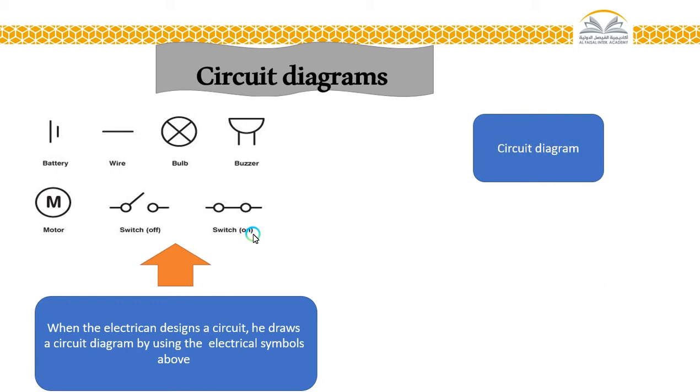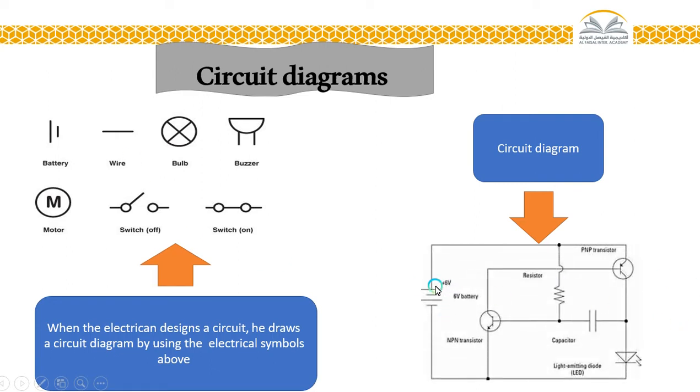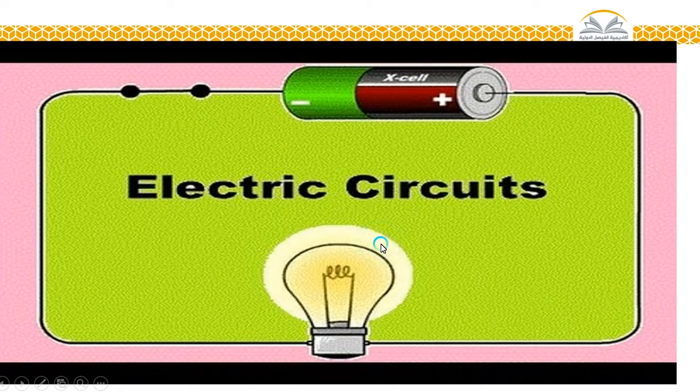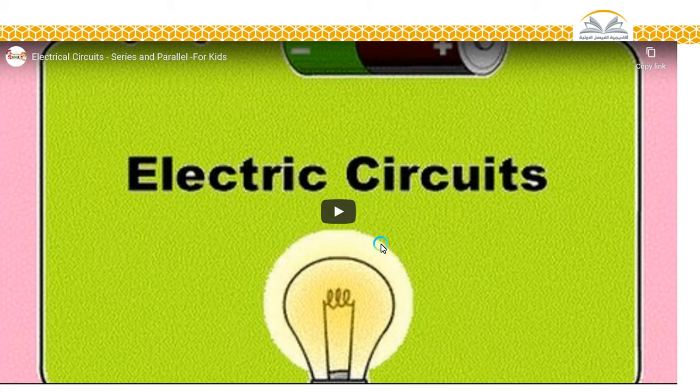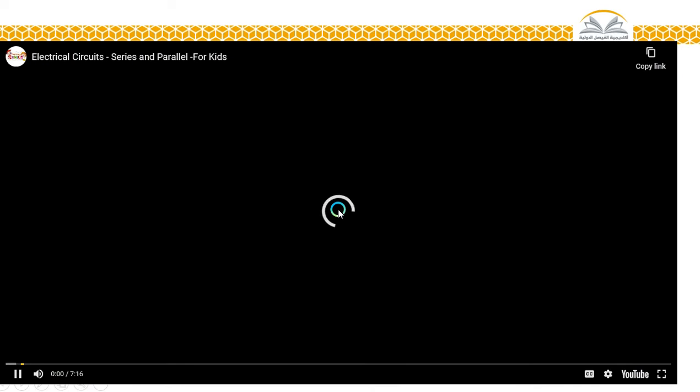Now the circuit diagram: we use all of those symbols to make the diagram. For example, this one is a battery, exactly like this one, and exactly like this one. This is a light bulb, this one is a resistor, this one is another kind of battery, and the lines are the wire. Next one, we'll watch this short video so you can understand many things about the electric circuit.